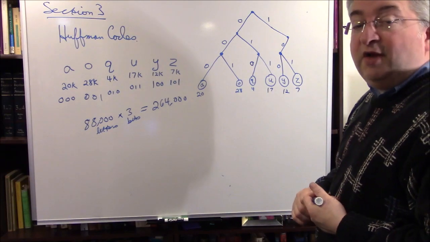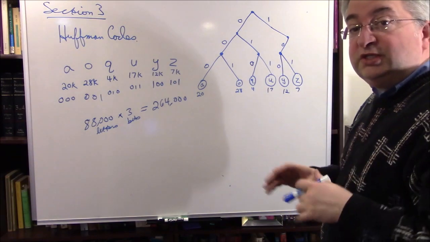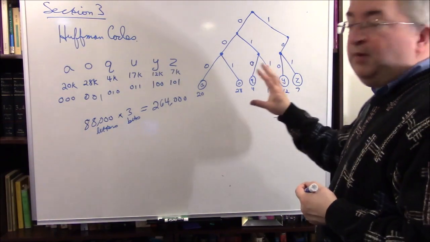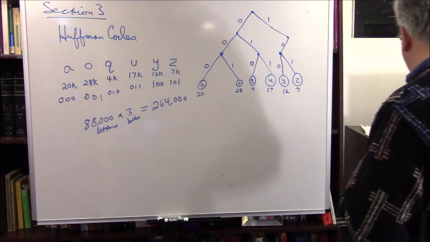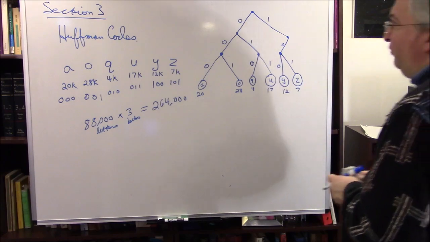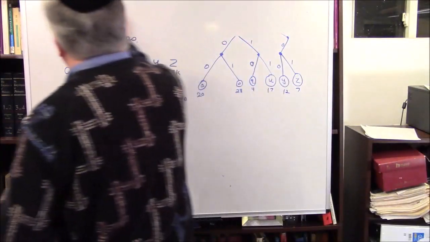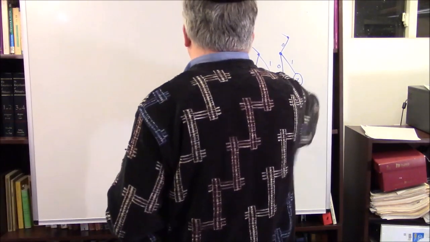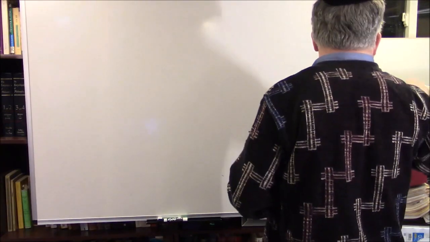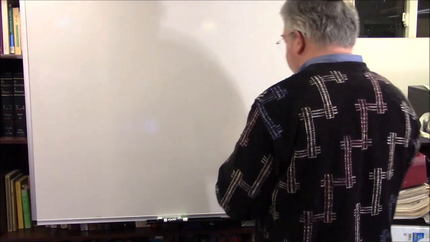And that's exactly what Huffman Codes does. It uses a greedy algorithm to come up with a better code. Let me show you how it works. It's a lot of work, but it's not hard. Okay, so here's what you do.